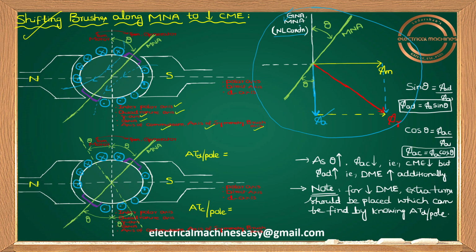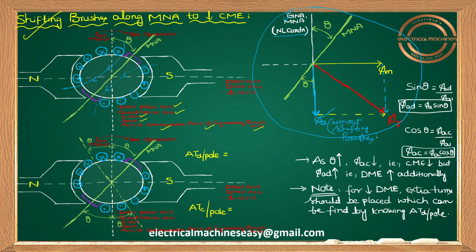Now let us discuss the loaded condition. Because of armature current, you'll get armature flux, so that armature flux will be downwards here. This is the direction of your armature flux under a load condition without shifting of brushes. I'm saying without shifting of brushes. Let me write here: without shifting brushes.